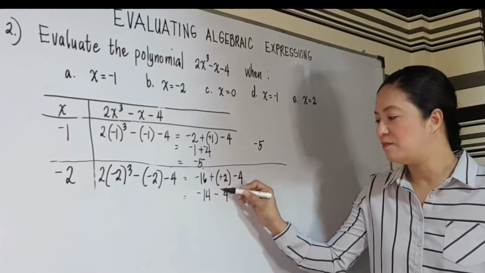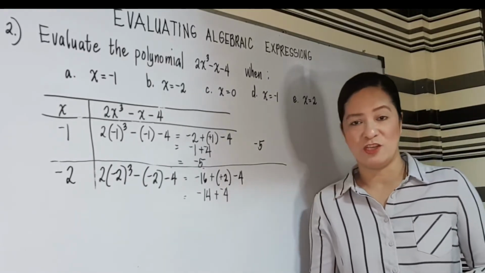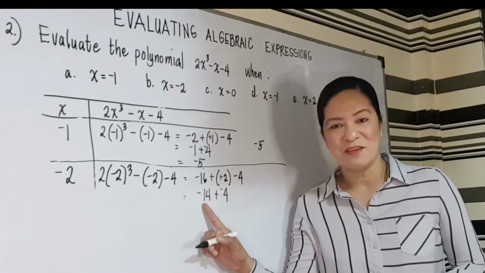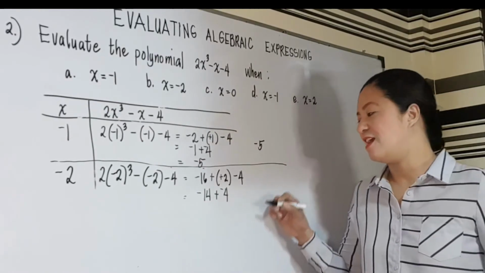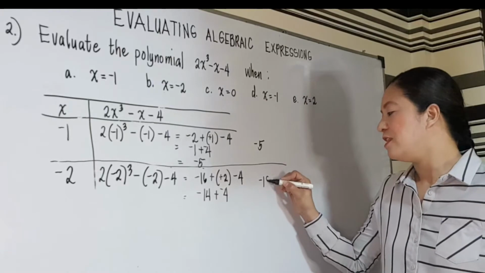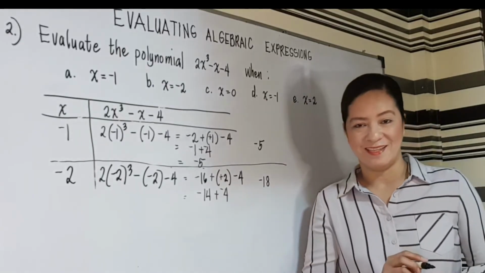So, change the sign of the subtrahend, proceed to addition. What is negative 14 plus negative 4? Okay, that's equal to negative 18.